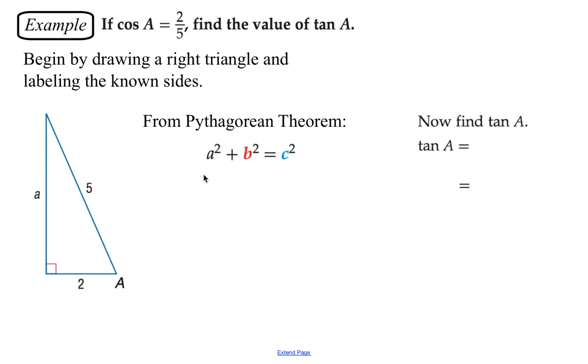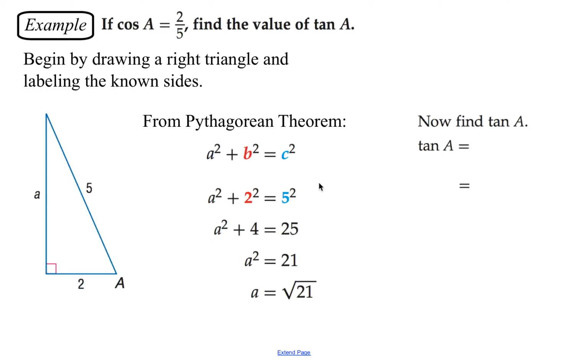Well, from the Pythagorean theorem, you remember that a squared plus b squared equals c squared, where c squared is the hypotenuse. So we can substitute in what we know. We know c and we know b, and we need to calculate a. So a squared plus 2 squared equals 5 squared. 2 squared is 4, 5 squared is 25. So we can substitute those in. And then subtract 4 from both sides. We get a squared is 21. And then taking the square root of each side, we get a is equal to the square root of 21.